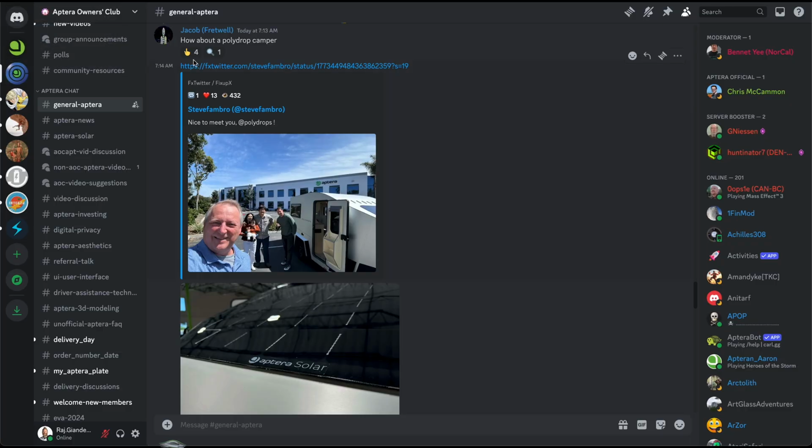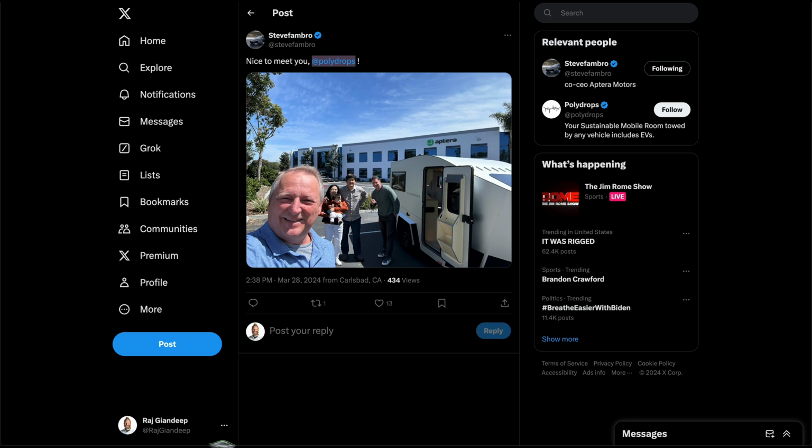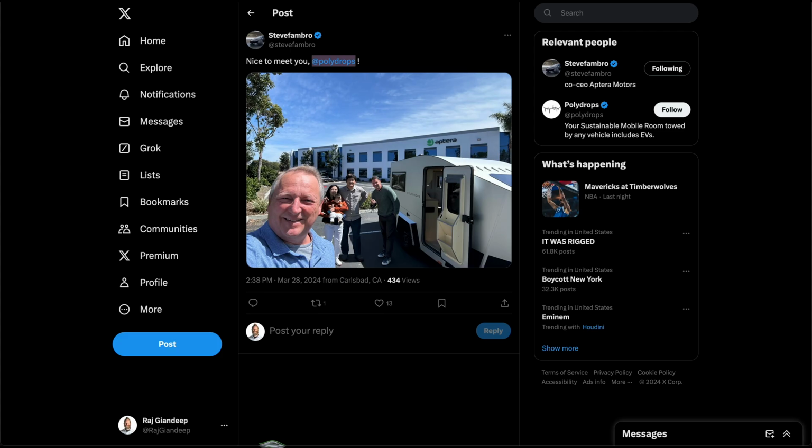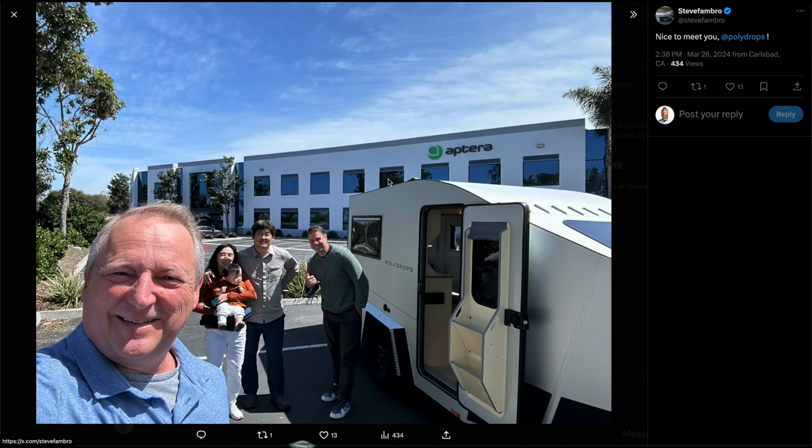Jason on the Aptera Owners Club Discord noticed that might have been these guys that visited Aptera's headquarters. And you can tell this is from the headquarters. You can see that traditional kind of green support structure there. So it's obviously in the factory, but this is the image from late March.